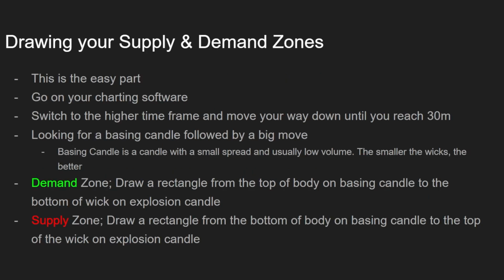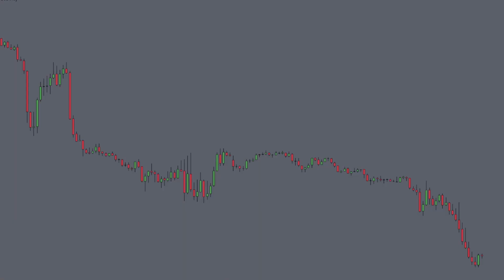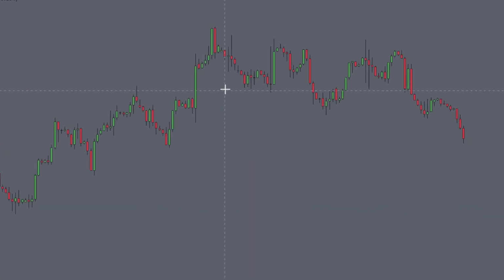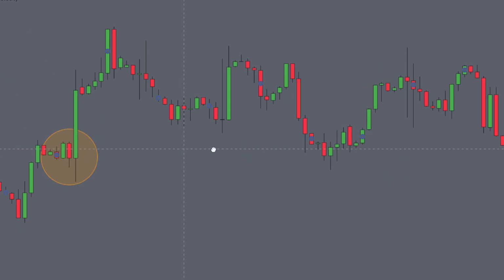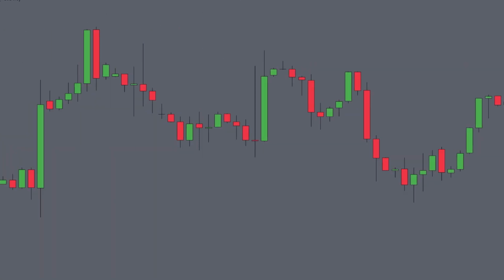So now let's get into drawing our supply and demand zones. This is the easy part. First, you want to go on your charting software. Switch to the higher time frame and move your way down until you reach a 30-minute time frame. And this is as you plot your zones on your chart. Look for a basing candle followed by a big move. The basing candle is a candle with a small spread and usually low volume. The smaller the wicks, the better.